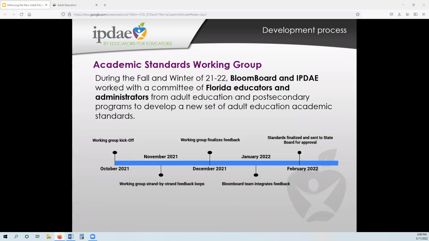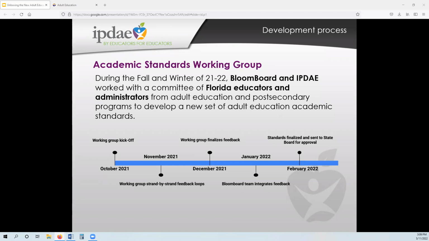So the decision was made ultimately to revise the ABE standards, right, and create a new set of standards that better aligned to the K-12 BEST standards. And so began a process of developing these standards last fall and winter. So we convened a working group of educators and administrators from adult education and post-secondary programs across the state of Florida. And those working group members came together and we collaborated to develop this set of standards.